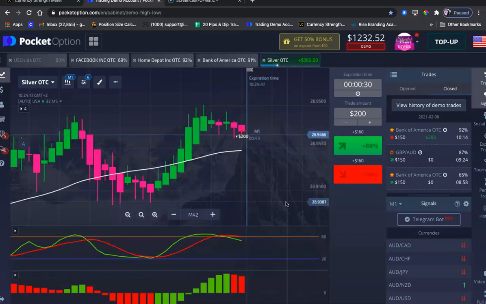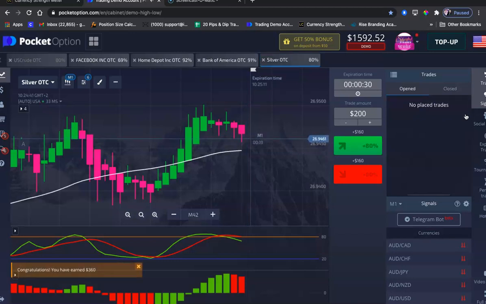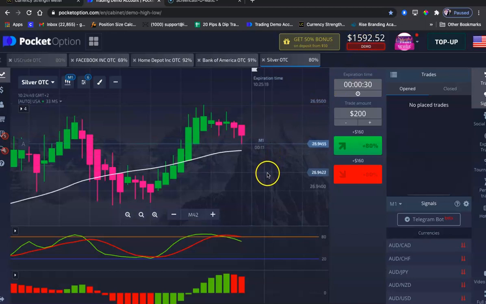So far we are winning this trade. It's staying below our entry point, okay? We've got $360 on the line. Can I make $360 in the next 30 seconds? 5, 4, 3, 2, 1. Yes, that is a wrap, you guys. $360. My total amount is $1,592. Okay, there's still a minute on this candle. It's still pretty strong to the downside.